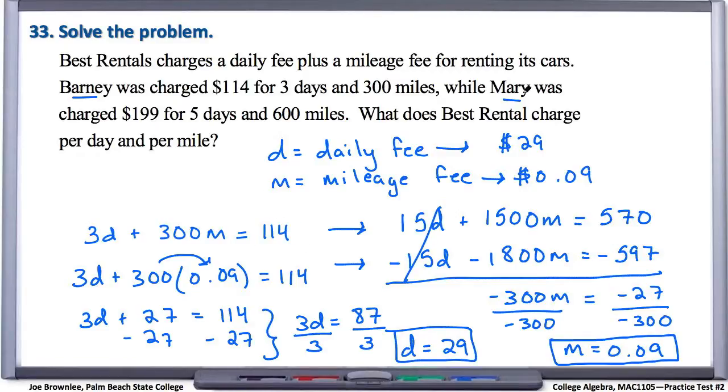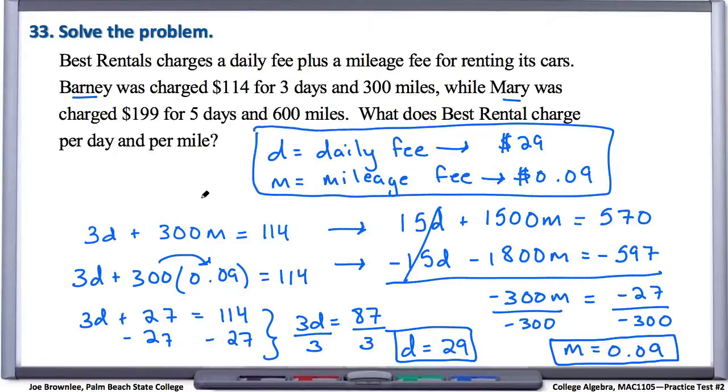Similarly, Mary was charged for her 5 days the daily rate of $29 for each day, and she drove 600 miles. For each mile she drove, she was charged 9 cents. And so her total bill at the end was $199. But there we have it, number 33. All right, I will see you at number 34.